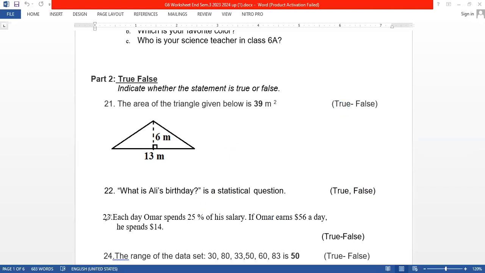Number 23, each day Omar spends 25% of his salary. If Omar earns 56 a day, he spends 14. So is the part 14 or no? The percent is 25. You can do it mentally as well, guys, to know whether the part is 14 or not. 25% means quarter. What's the quarter of 56? It is 14, because 25% is a famous percent, which is a quarter of the number. So I divide 56 by 4. 28 divided, yes, 14. So it's true.